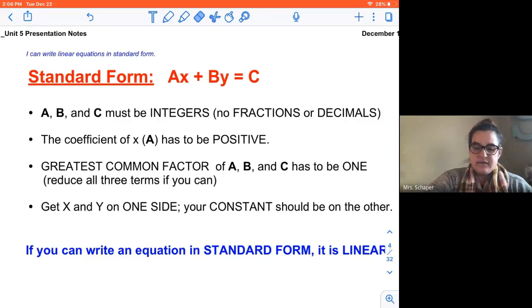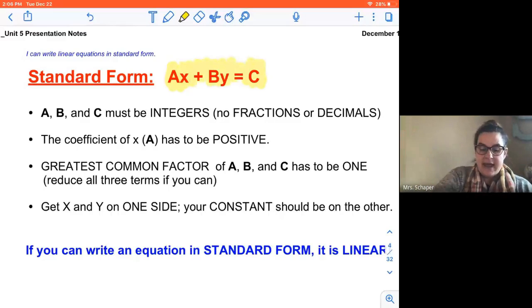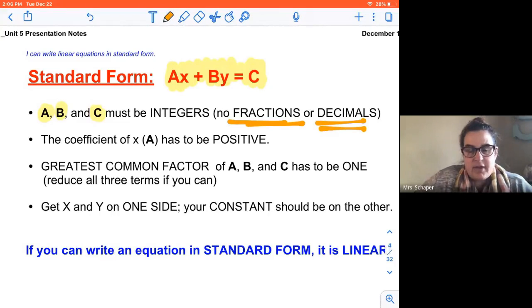So first of all, this is standard form: AX plus BY equals C. All right. That is the way the equation is written. So A, B, and C are integers. What does integers mean? No fractions, no decimals, okay?